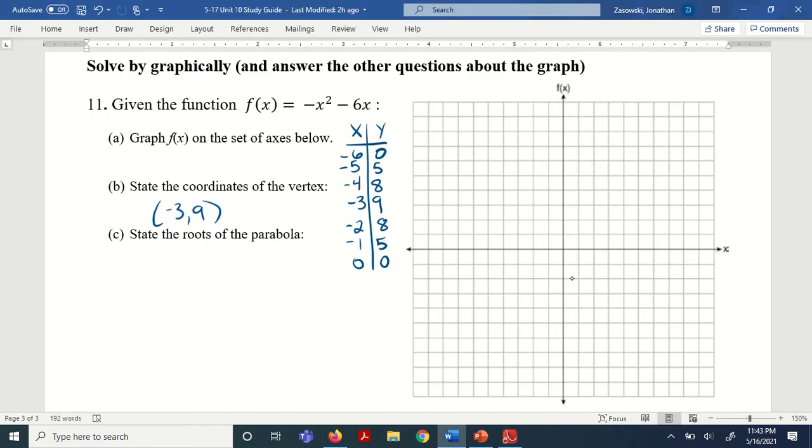And I'm going to graph those points. So -6, we're at 0. -5, we're at 5. -4, we're at 8. So that's 6, 7, 8. -3, we're at 9. -2, we're at 8. -1, we're at 5. And at 0, we're at 0.